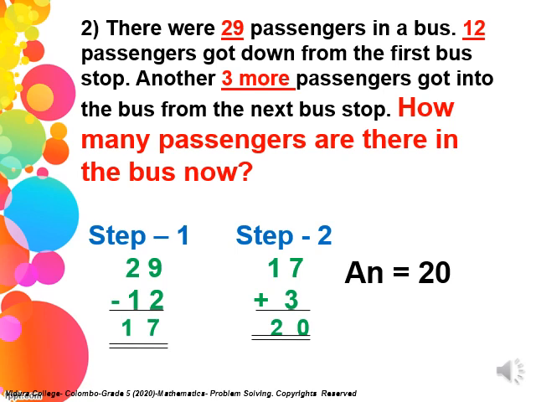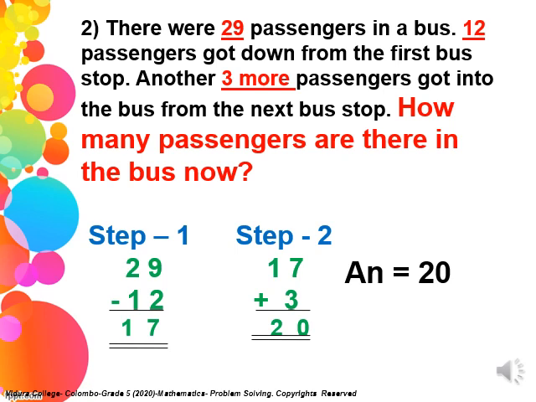Let's understand these words. Got down, what do you mean by that? The number of passengers decreasing. So the mathematical operation is subtraction. Got into means number of passengers increasing. So the mathematical operation is addition. So in one sum you have 2 different mathematical operations. So it's not challenging, but you have to understand it.